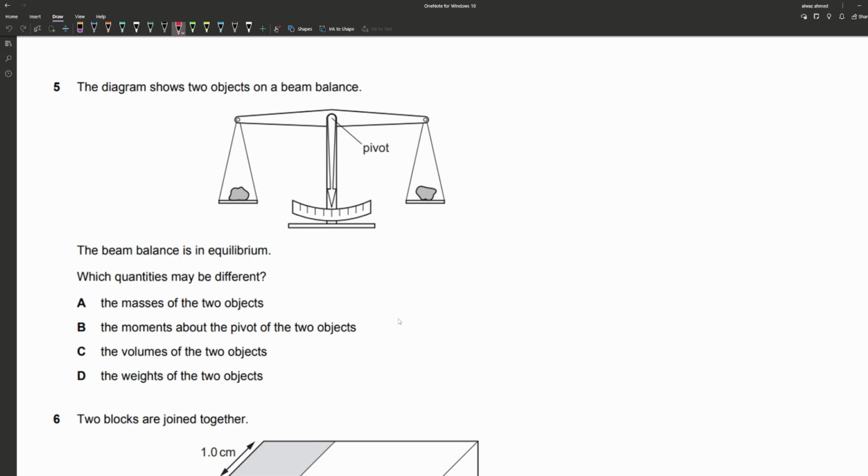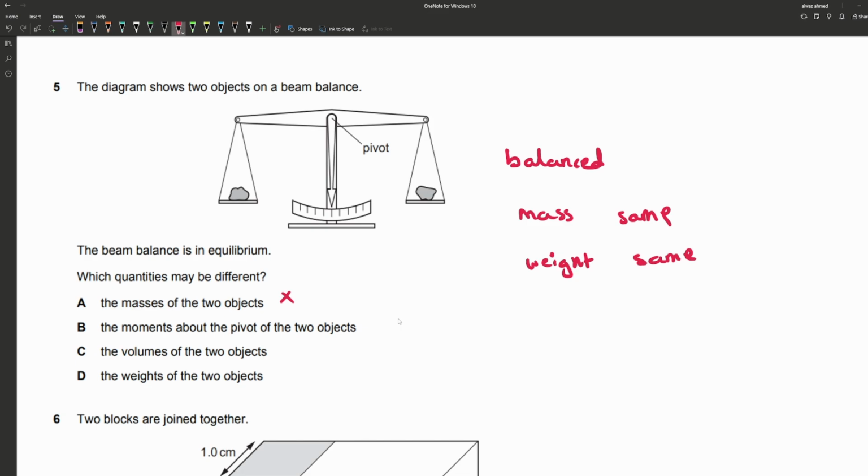So as we can see, both the objects are balanced, and that they're balanced means that their mass is the same. It also means that their weight is the same because they're both on the same planet. Now let's apply this to our options. A, the masses of the two objects. The masses are the same as we've talked about, so A cannot be the correct answer.